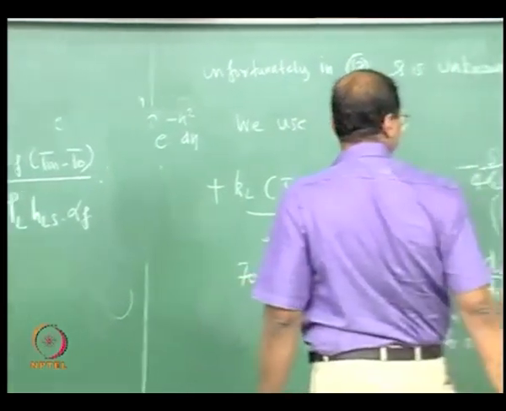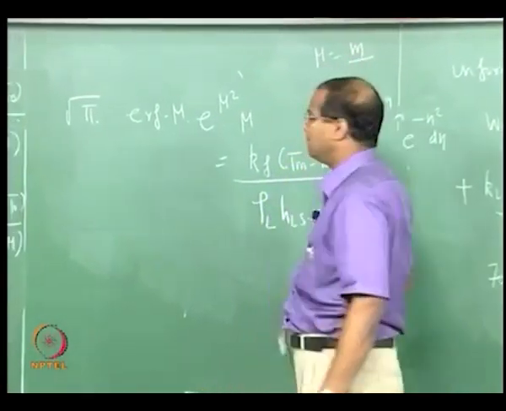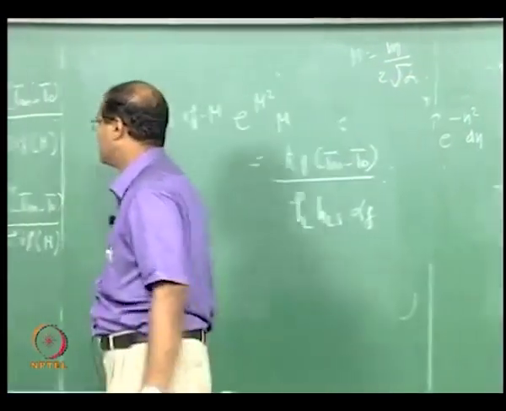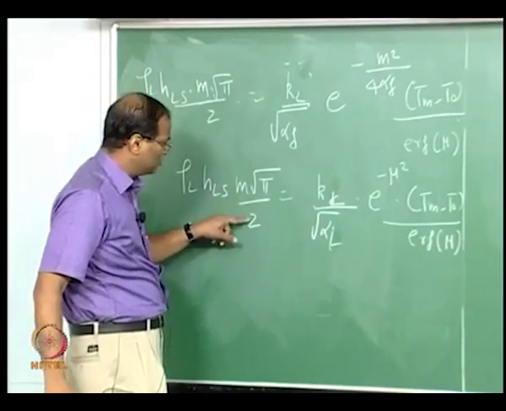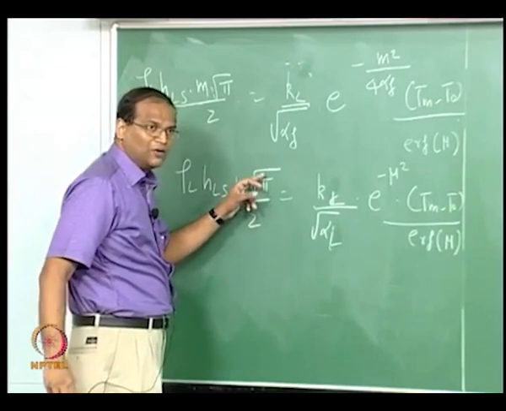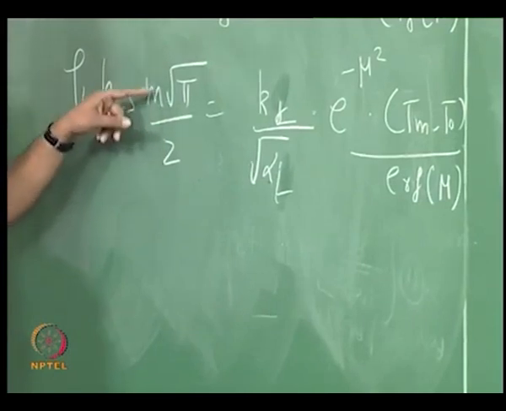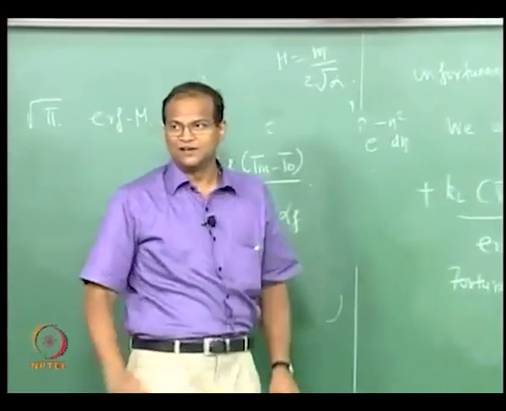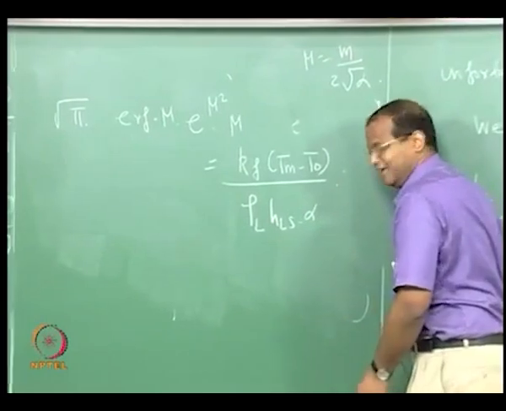What is mu? m by 2 root alpha. If I substitute root of alpha by root of alpha in the denominator and numerator, this m root alpha by 2 becomes mu, root alpha into root alpha becomes alpha, that alpha L remains here. Okay, no mistake, everything is correct.